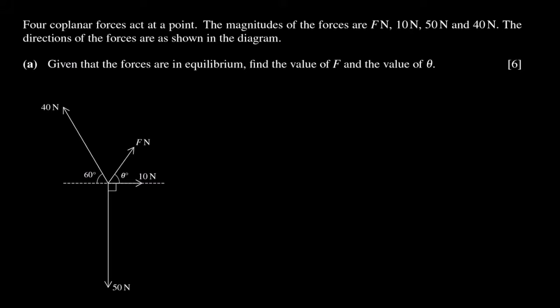All right, next question. We have 4 coplanar forces acting at a point. The magnitudes are F, 10, 50, and 40 newtons. Directions of the forces are shown in the diagram. Given that the forces are in equilibrium, find the value of F and the value of theta. Okay, well, what we want to do is we want to resolve the forces in the horizontal and vertical directions. So we're going to start in the horizontal.